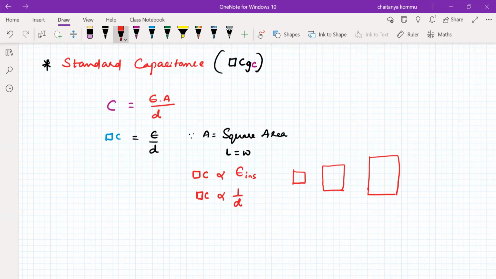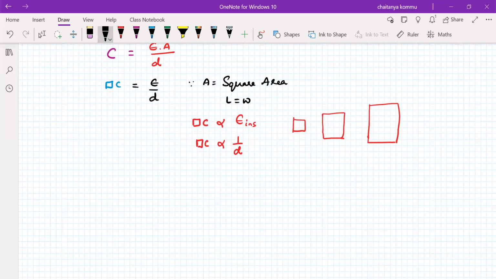Unless otherwise, all three squares have the same thickness. If the thickness is the same, the same capacitance results. Now, what kind of capacitance is this? We would like to consider gate to channel capacitance. Gate is one plate, channel is the other plate. So this is very important for us. This is called the standard capacitance.